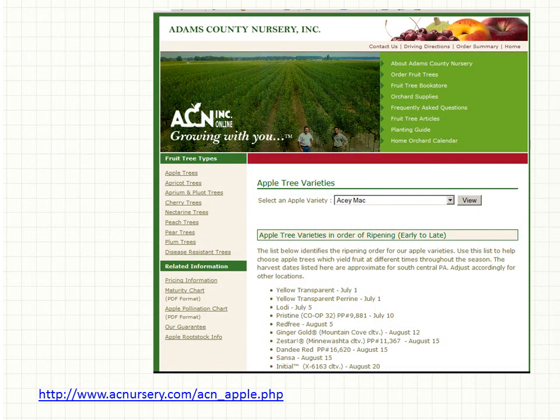This is the link to Adams County Nursery, which was referenced in the previous slide. Adams County Nursery is just one of many reliable growers of fruit trees for Midwest growers.